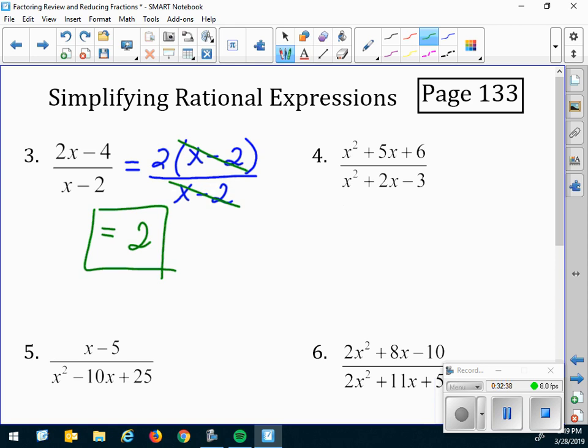Number 4. Now I want you to take a minute and factor the numerator and factor the denominator.